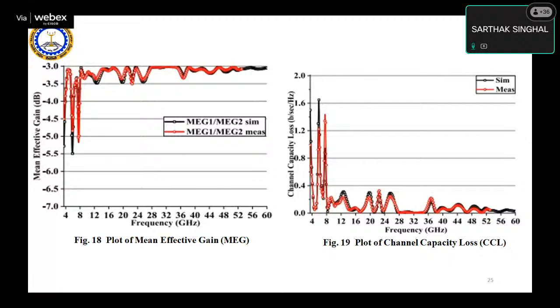Similarly, in the case of channel capacity loss, in the entire band of operation, the channel capacity loss, that is the number of bits lost per second per hertz, is less than 0.4, except those two notched bands where the number of bits being lost has increased up to 1.6 or more than 1.6 bits per second per hertz.